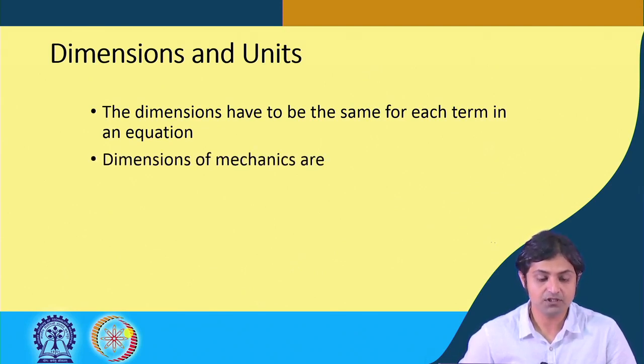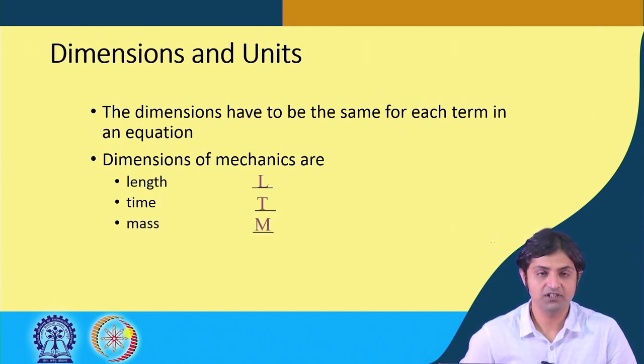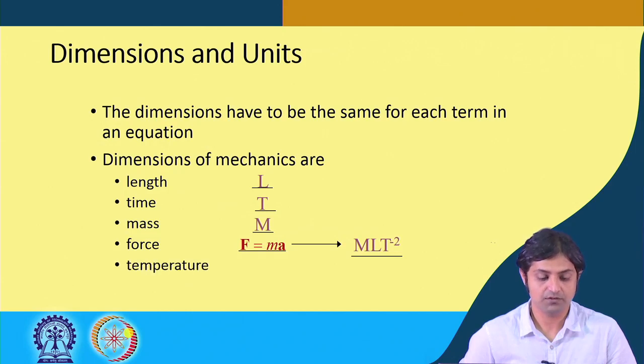Some of the common dimensions of mechanics are length, which is denoted by L, time, which is denoted by T, mass, which is denoted by M. These are the three basic dimensions that we generally consider. Force is given by mass into acceleration, and in terms of dimensions it can be written as MLT^-2, because mass is M and acceleration is rate of change of velocity, which gives LT^-2. Temperature is denoted by theta.